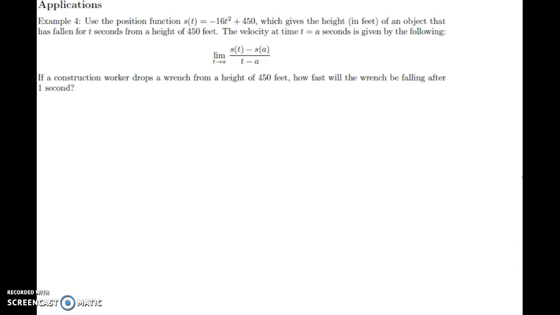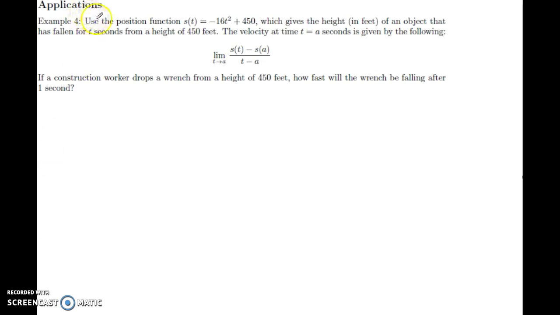Section 1.2 Limits of Functions. Let's take a look at an application of limits in physics. Now, some of you might know the physics formula for velocity, but we want to go back to the very original definition of velocity as a limit in order to understand some applications.